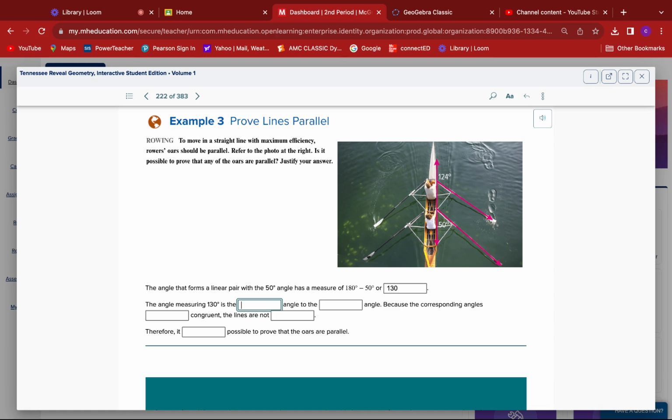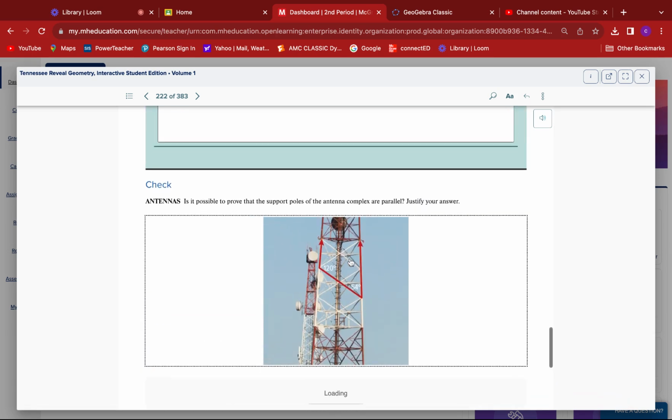So it is supplementary to the 50-degree angle, and because the corresponding angles are not congruent, the lines are not parallel. I'm not sure if that's exactly what they wanted, but that's what makes sense to me. Therefore, it is not possible that the oars are parallel. So these two guys are doing a bad job. Get it together, fellas. All right, let's move on.